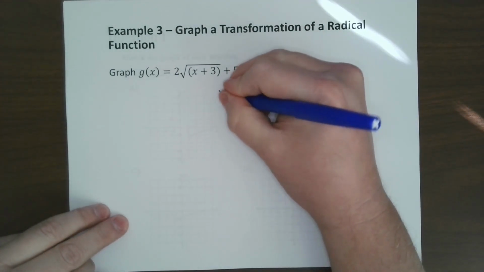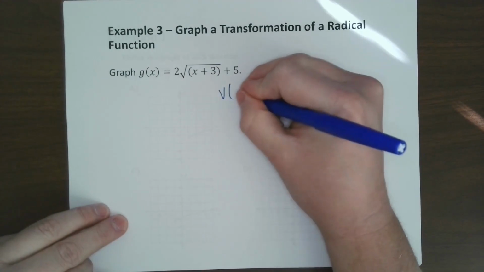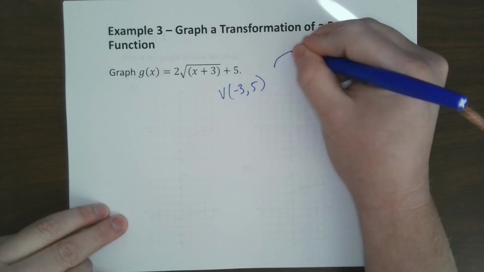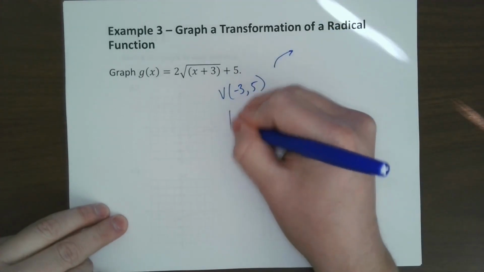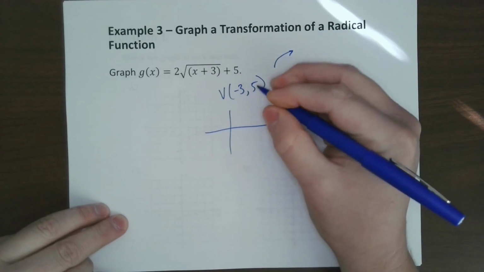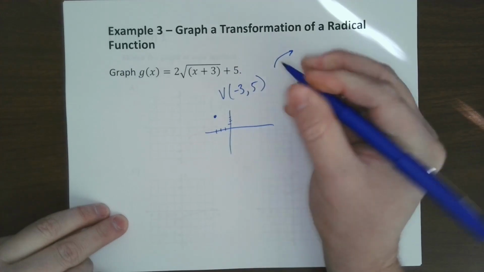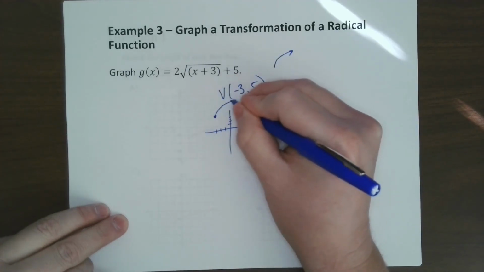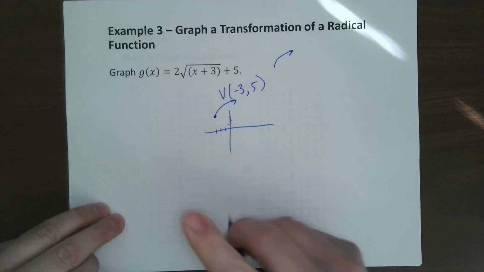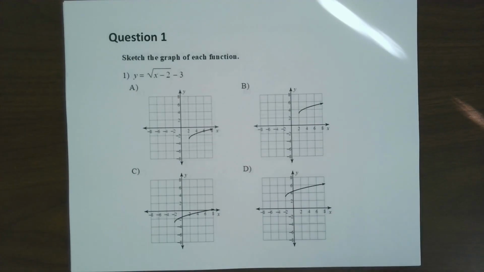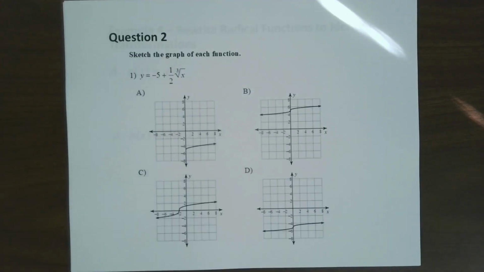So the vertex will be the opposite of positive 3, so negative 3 and 5. Since this is a square root, we know it goes like that. So we do the graph. So we go negative 3, then up 5, 1, 2, 3, 4, 5, put a dot. And then basically, we just go swoop. And if you want a perfect graph, just use graphing software. That is my opinion. Go ahead and try this one.